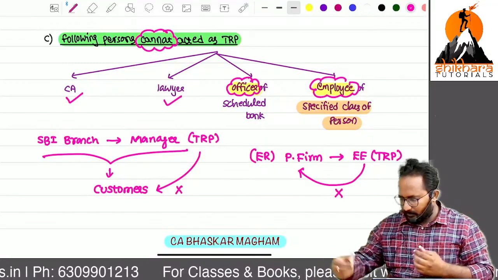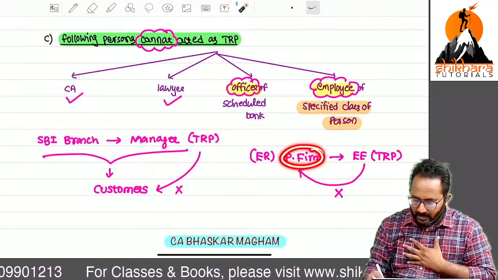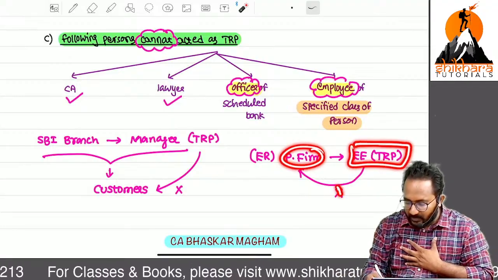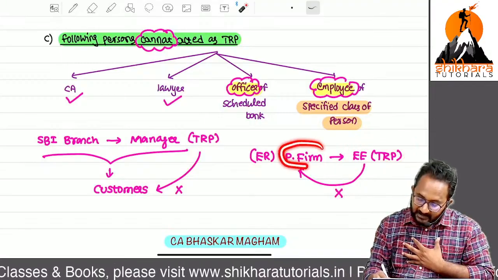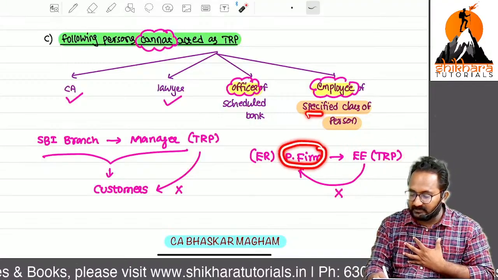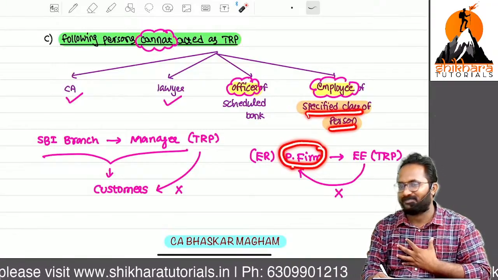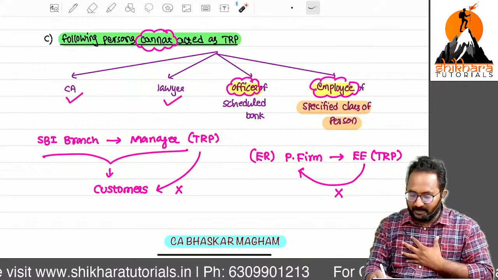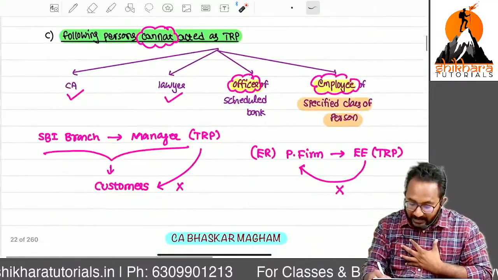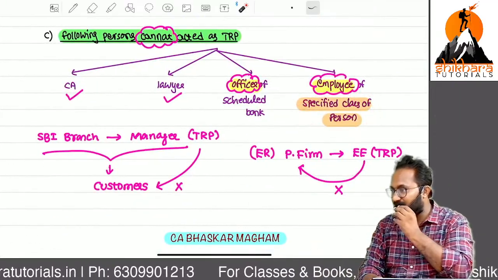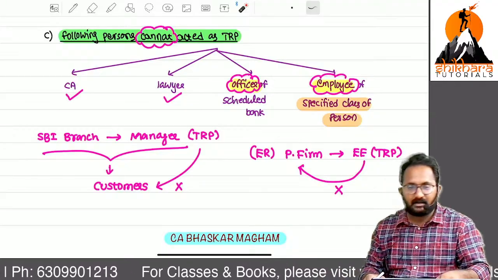So now example, I am an employee of one partnership firm. I have a TRP certificate, but I cannot provide the TRP services to my employer. But here, why am I mentioning the partnership firm? Because the partnership firm is covered in that specified class of person. Can I write company here? No. Why? Company is not a specified class of person. Other than company, other than tax audit assessee is only covered in the specified classes of person.